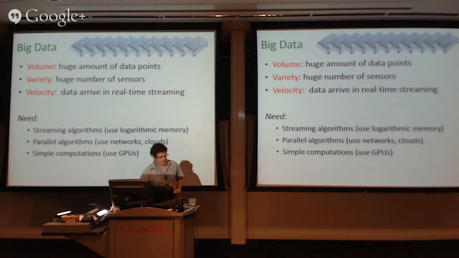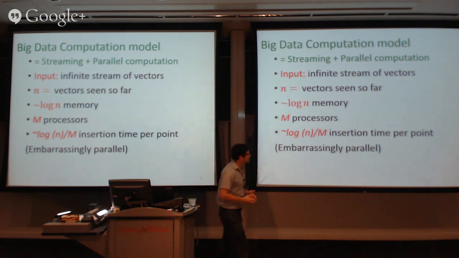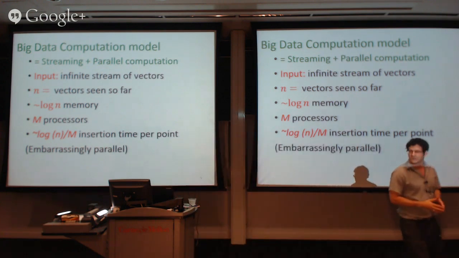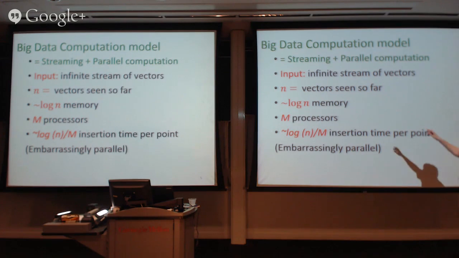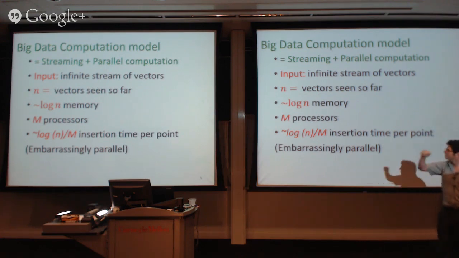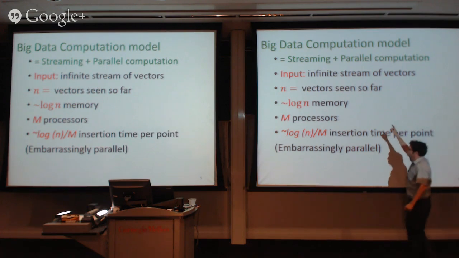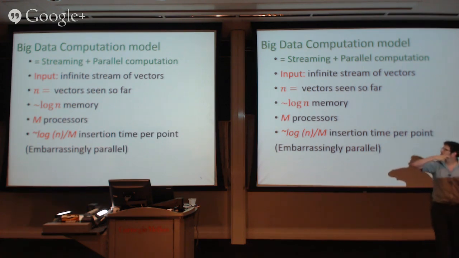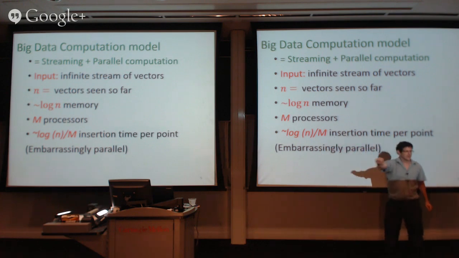So there's the question: what is big data? Some people say terabytes is big data. People said even a zettabyte is not exactly big data. So since we have provable results, the way I define big data is that the big computation model is essentially the streaming model and the parallel computation model, which means that the input is an infinite stream of vectors. We have one pass over the data, and n is the number of points or vectors or samples that you saw till now. And you're allowed to use only log n memory during the scan.